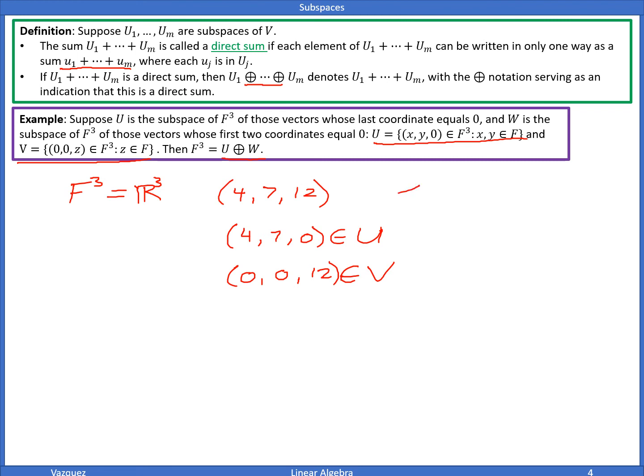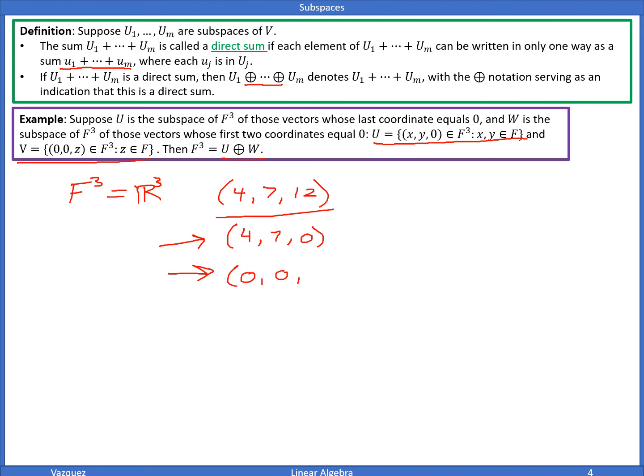Right? This element here of F3 or R3, we can only represent it with this element plus this element. There is no other way we can represent this 4, 7, 12 with U and V, with other elements of U and V. The only two elements that work are those two. That's why it's a direct sum, because the way we represent it is unique.